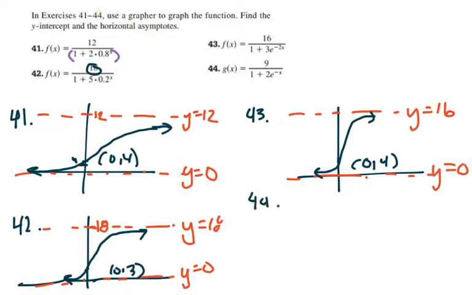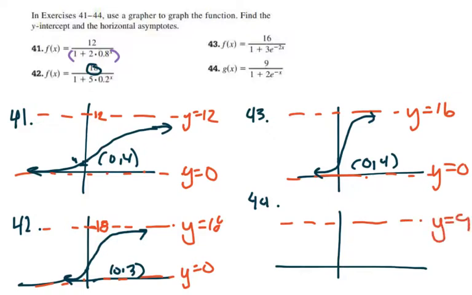And then the last one of 44. If we type it into our calculator, we're going to want it to have a window up to about 10, because we need to have the horizontal asymptote at 9, and then at 0. Okay, and so we'll type it in. And so intersecting at 0, 3, we have this curve like that.